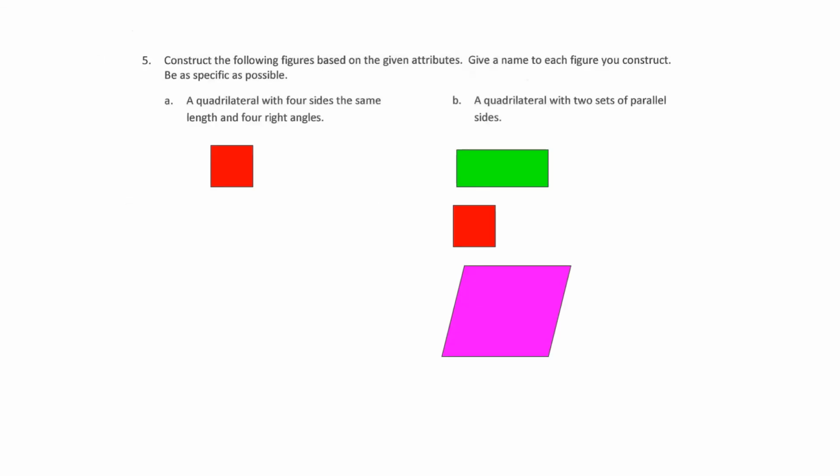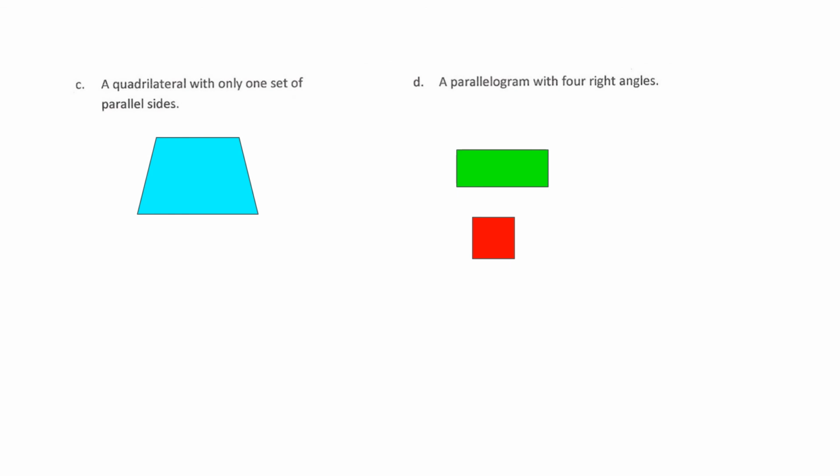So we're going to construct figures based on what they tell us. So a quadrilateral with four sides the same length and four right angles, well, that's a square. A quadrilateral with two sets of parallel sides, well, that could be a rectangle. It has two pairs of parallel sides. A square has two pairs of parallel sides, or it could be a parallelogram. So you could have any of these as your answer because they all have those attributes. A quadrilateral with only one set of parallel sides, well, that's a trapezoid. A parallelogram with four right angles, well, that's a rectangle, or a special rectangle, which is a square.